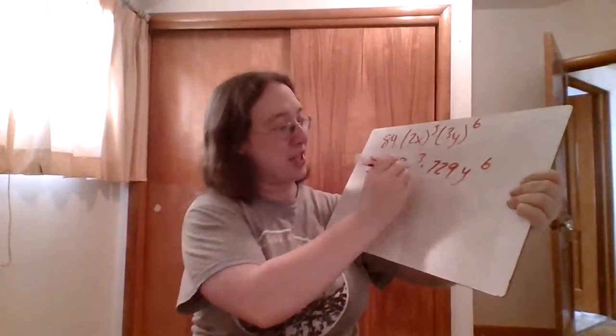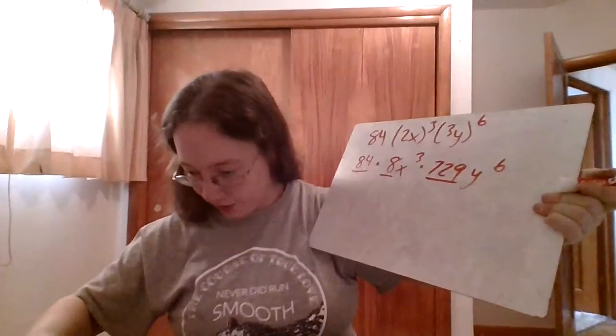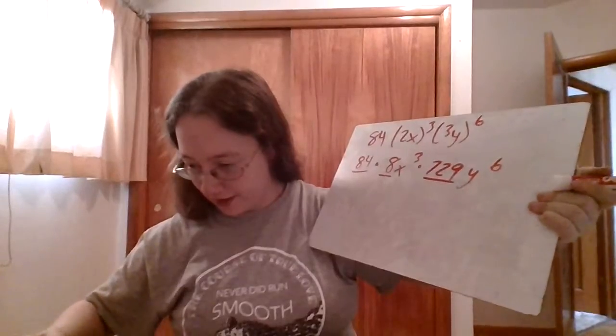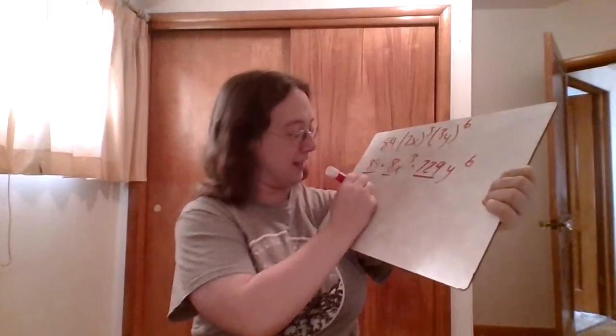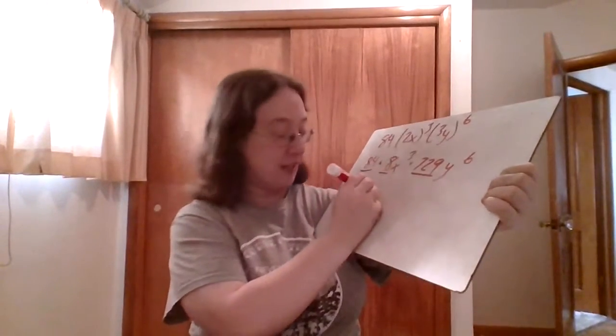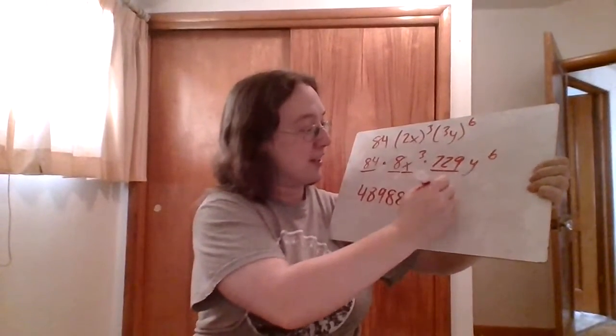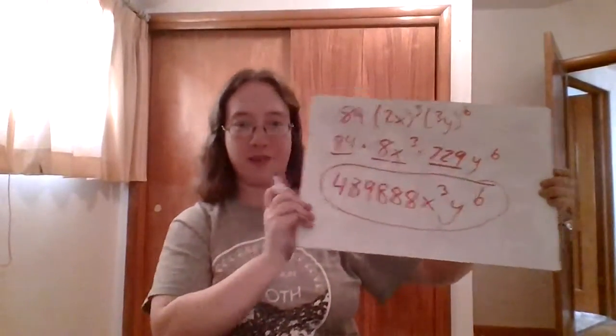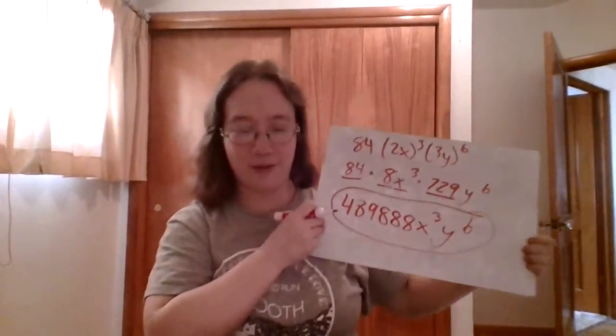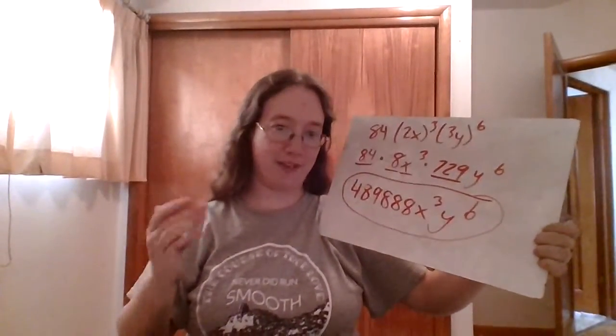And then we're taking 84 times 8 times 729, which gives you a really big number, 489,888, and that's still got an x to the 3rd and a y to the 6th with it. So that whole thing is your 7th term, which is why we're not going to go through and find the entire expanded binomial, because that would be long and messy and would go off all of my whiteboards. Okay, let's do one more though.